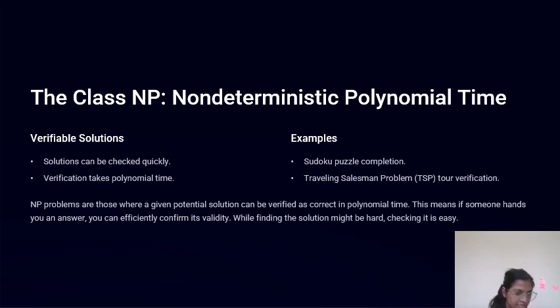So now we will see the class NP, non-deterministic polynomial time. A non-deterministic algorithm is a two-stage procedure that takes as its input an instance I of a decision problem and does the following. Non-deterministic guessing stage: an arbitrary string S is generated that can be thought of as a candidate solution to the given instance I, but may be complete gibberish as well.